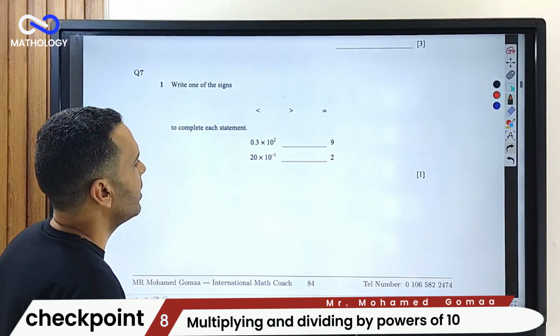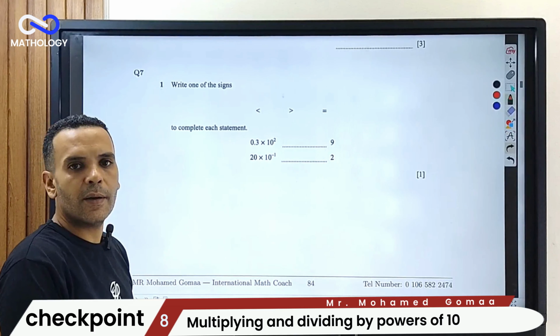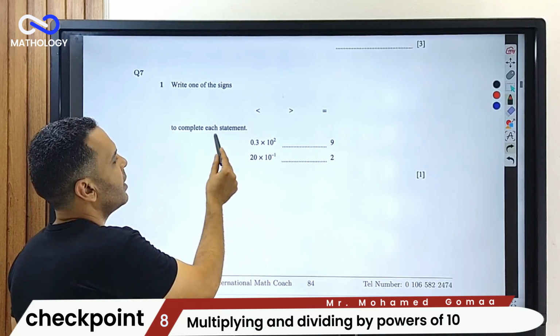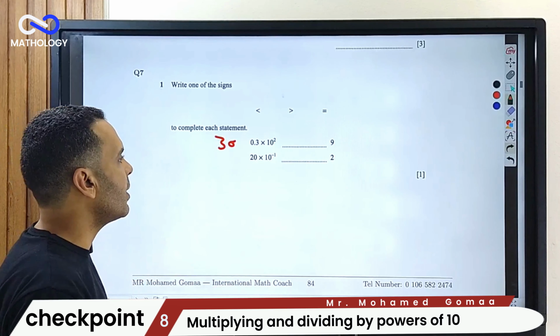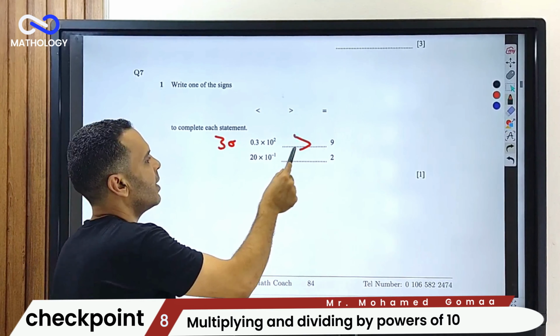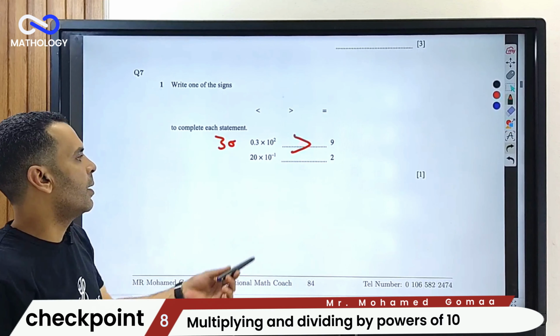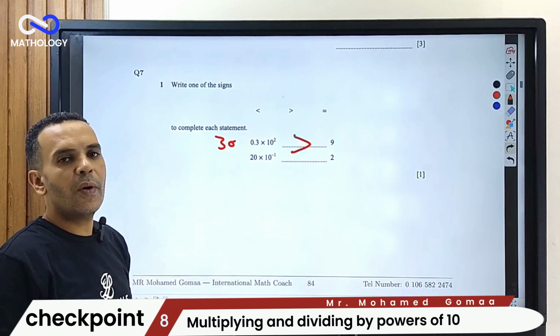0.3 multiply 10 power 2. 10 power 2 means 100. 0.3 multiply 100 equals 30. What is the relation between 30 and 9? 30 is greater than 9, like this one. 10 to power negative 1.